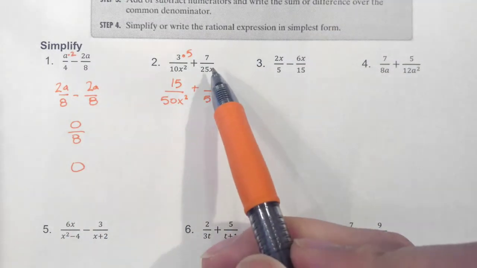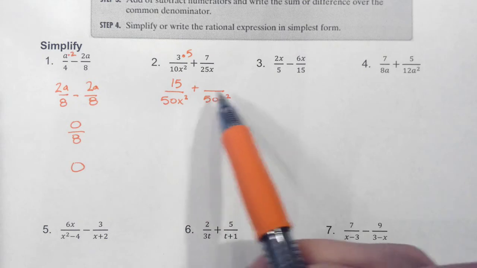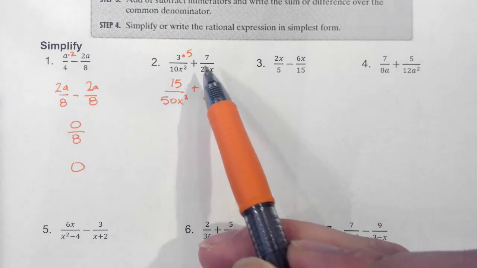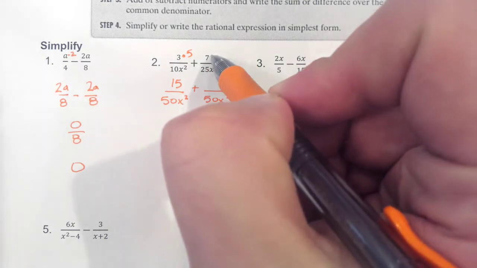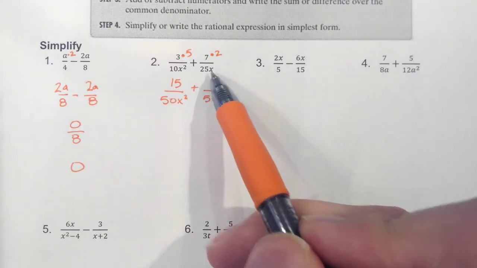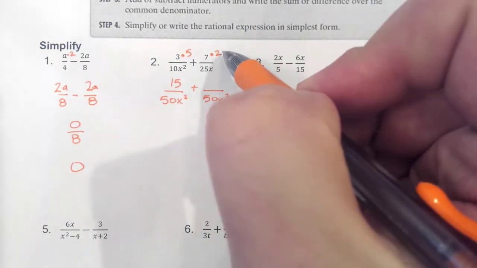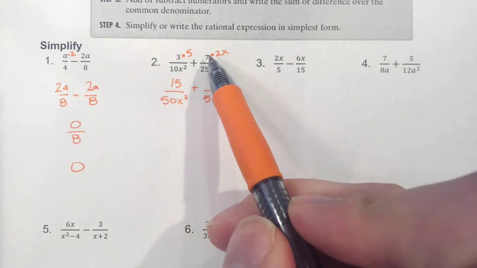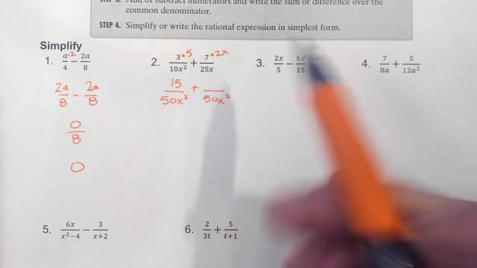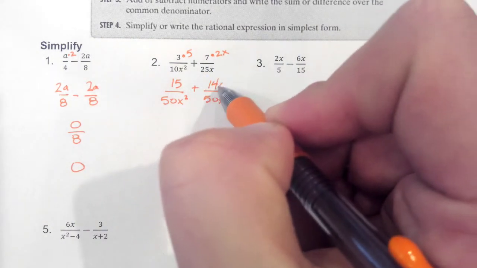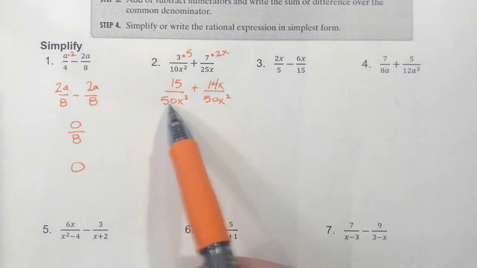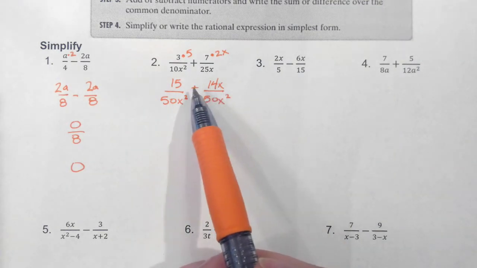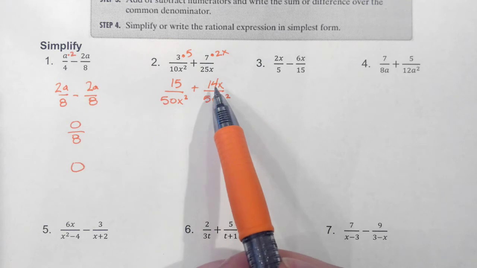And then same question, from this denominator to that, the new one, what did we multiply by? So from 25 to 50, we multiplied by 2. From x to x squared, we multiplied by x. So we take that 7 and we multiply it by the 2x, and we get 14x. Now that we have common denominators, we're able to do what our numerators say. It says 15 plus 14x.